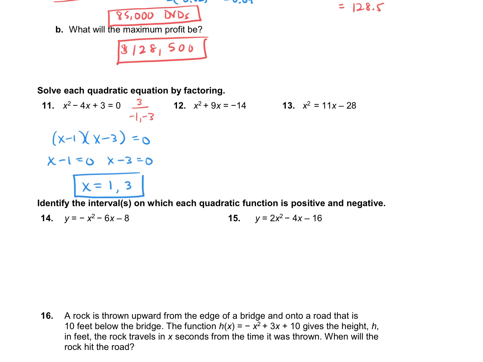We could check our answer to this by graphing it and seeing if we cross the x-axis at positive 1 and positive 3. That's what that information would give us. But this is the algebraic factoring way to get there.